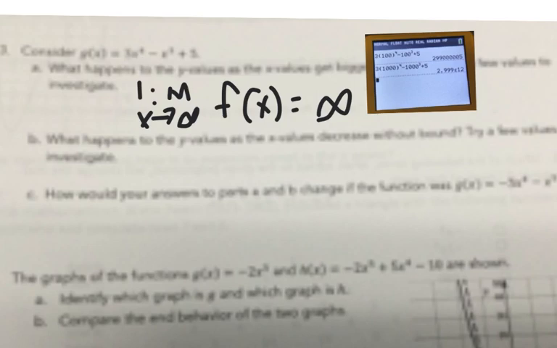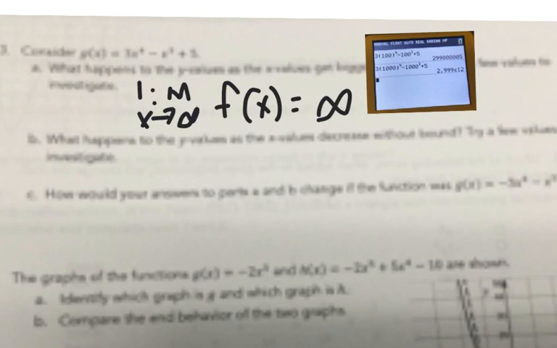So which term is winning? Is the x to the 4th term? Think about them playing tug of war. This one's wanting to get really big. This one's wanting to go to negative infinity. Which term wins out? The one with a higher exponent wins out because the y's are still getting bigger. So whenever you have multiple terms like this, you can always look at the term with the highest exponent for its variable, the highest powered term. And that one is the one that wins the tug of war. So knowing that, if I look at B, what happens to the y values when the x's get really, really small?